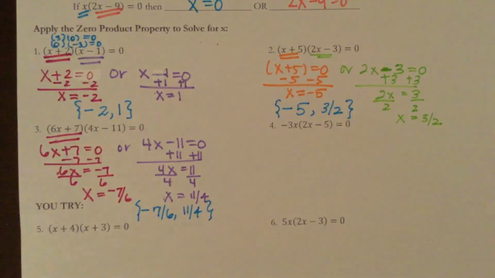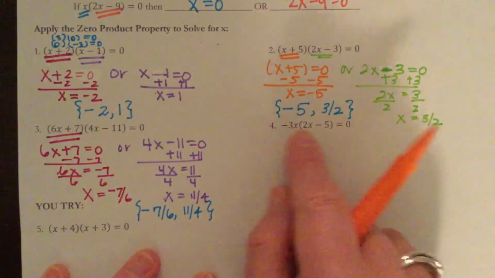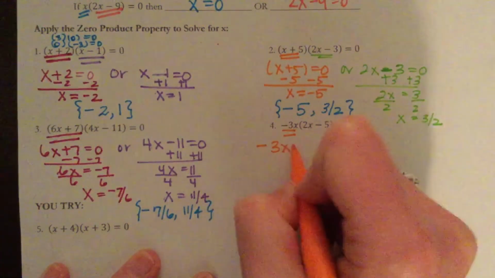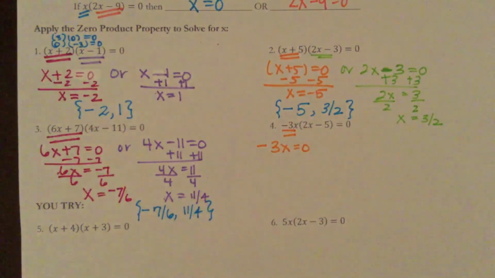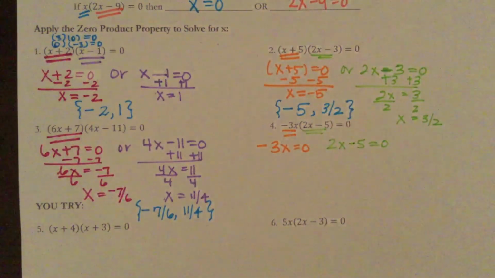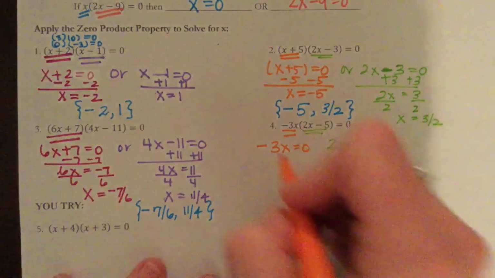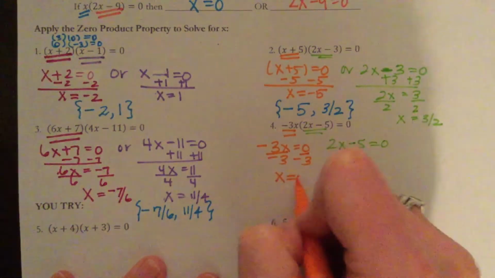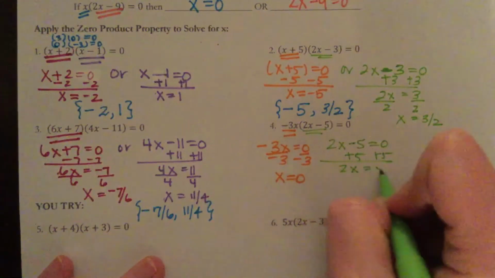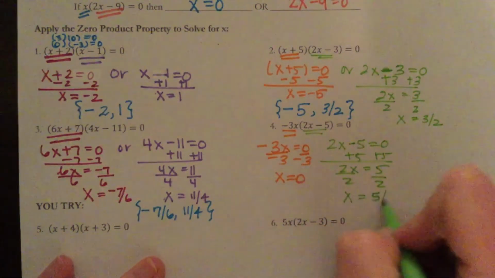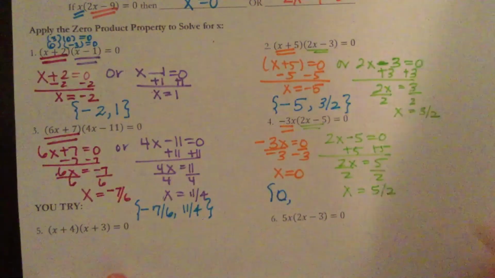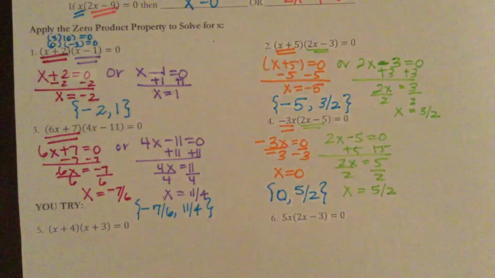And for our last one, again, I have a product, -3x times 2x minus 5 is equal to 0. If I apply the zero product property, one of my factors was -3x. The other factor, or thing I am multiplying, is 2x minus 5. So each of those would be 0. When we solve here, we would divide by -3 to find that x is 0. And if we solve here, we would add 5 and divide by 2, and we would find that x is equal to 5/2. So our solution set would say one value that makes the equation true is 0. The other value that makes the equation true is 5/2.